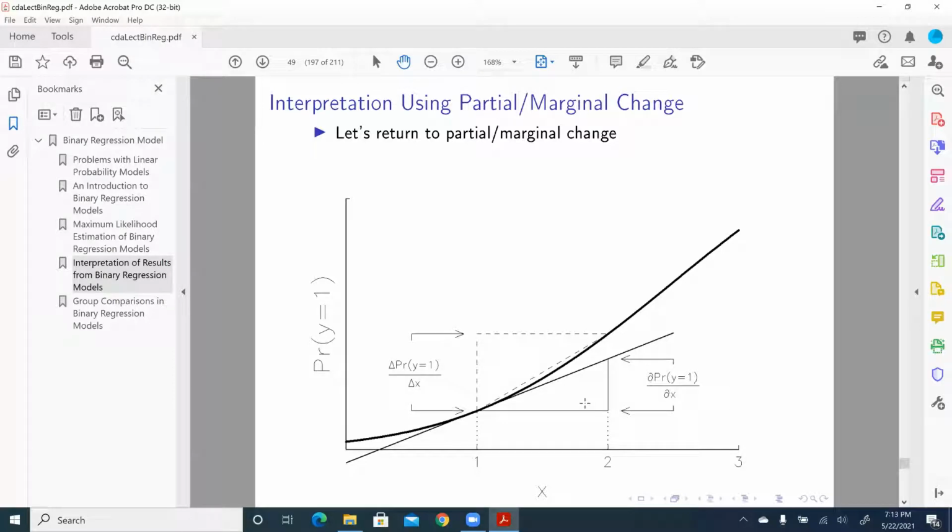Now let's revisit partial or marginal change. I think in the last graph, same graph, I talked about discrete change, right? And discrete rates of changes. And let's look at partial and marginal change. So what is partial and marginal change?